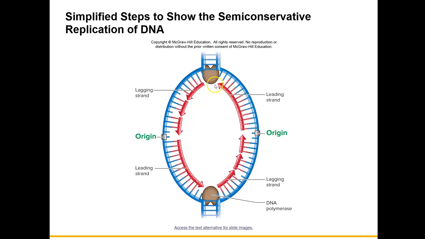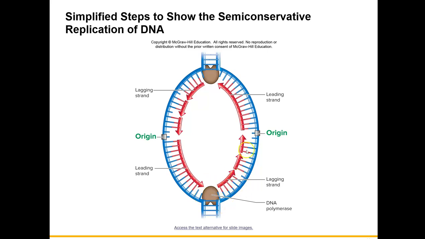So these are the simplified steps of semi-conservative replication. And so you've got the origin, and it is going to go in two directions. It's bidirectional. So you've got the leading strand, which is going to be the proper way that it's going to function. And then you've got the lagging strand, which is going to be little pieces. And those are called Okazaki fragments.